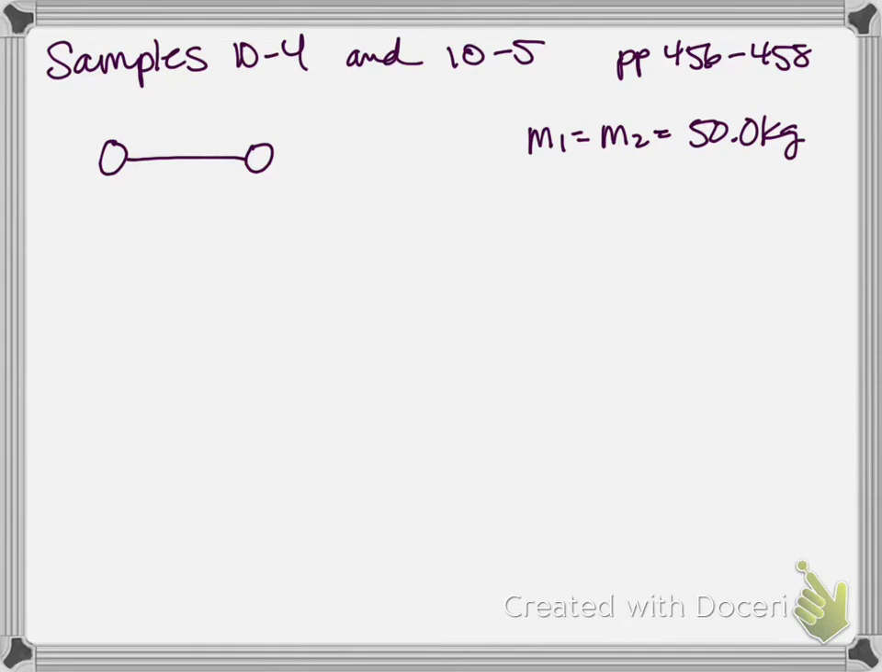In the first sample, we'll just calculate the rotational inertias. And in the second example, we will actually calculate kinetic energies. But as you know, once you have the rotational inertia, calculating the kinetic energy is quite simple using that formula. So I'll erase that for now. We'll start with sample 10-4.